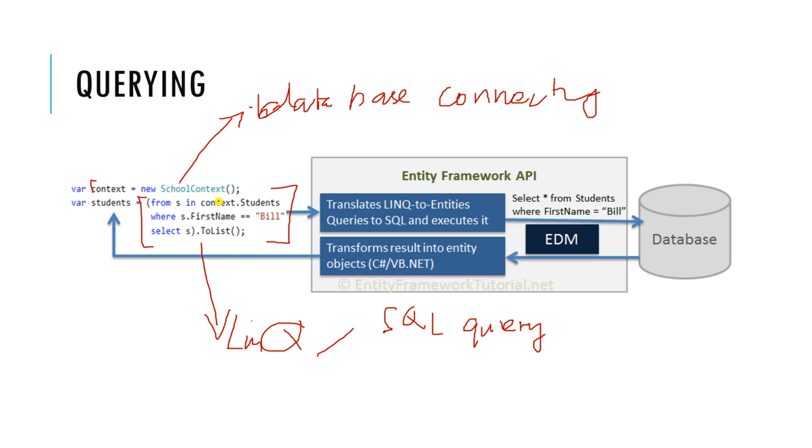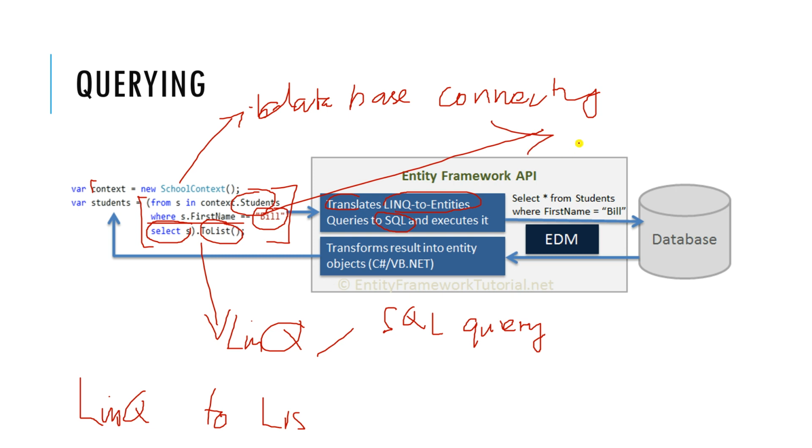It also has select, from s in students, where s.FirstName equals a value. After that, ToList gives a list of students, which is a LINQ query. I have used LINQ queries in our practice project, such as LINQ query ToList. This LINQ command will be translated by LINQ to Entities into a SQL query.